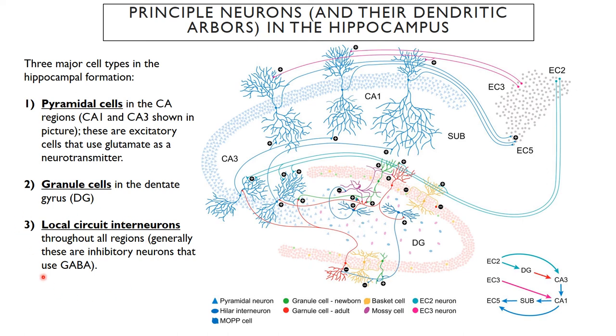Even in addition to that, there are local circuit interneurons. That's what these are, where they will provide inhibition to portions of the dentate gyrus to get a little bit more regulation of the kind of information that makes its way through the hippocampus. As an aside, the dentate gyrus is the only area of the brain that also undergoes neurogenesis in adults.